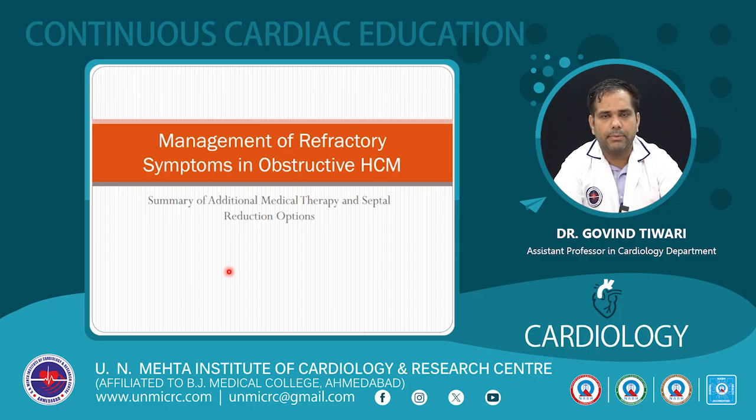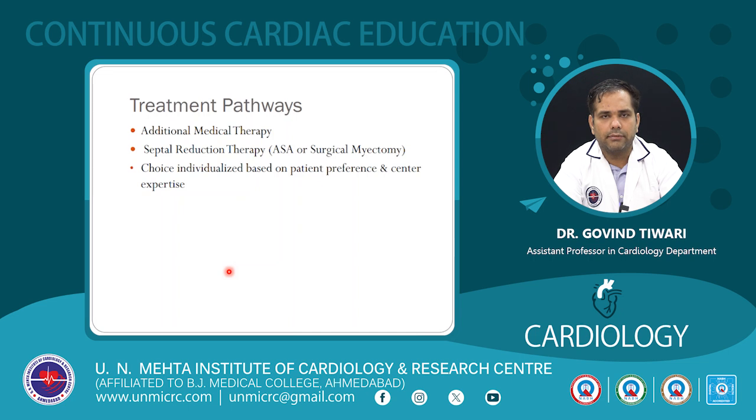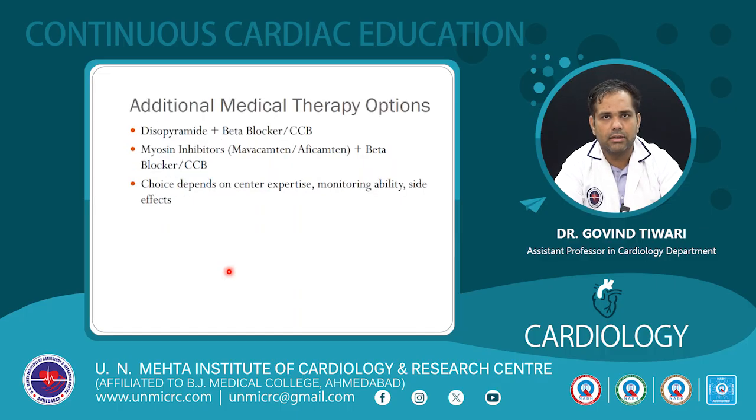Management of symptoms that are refractory in obstructive HCM: summary of additional medical therapy and septal reduction options. Treatment pathways. When the patient has refractory symptoms, we can add additional medical therapy or we can go for an invasive option, that is septal reduction therapy, that is alcohol septal ablation or surgical myectomy. Choice is based on patient preference and center experience. Additional medical therapy options are disopyramide plus beta blocker or calcium channel blocker, or myosin inhibitors, that is mavacamten, aficamten, plus beta blockers and CCBs. Choice depends on center experience, monitoring ability, side effects, and the patient profile. Affordability also has to be considered while making the choice.